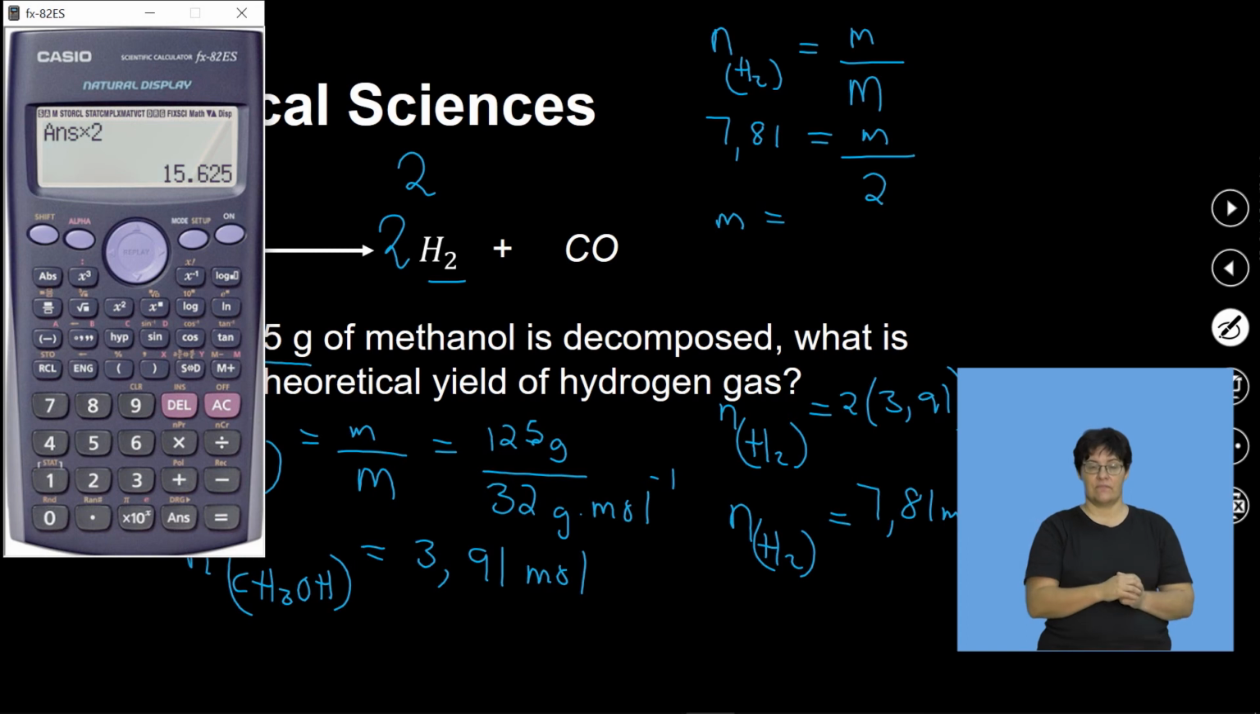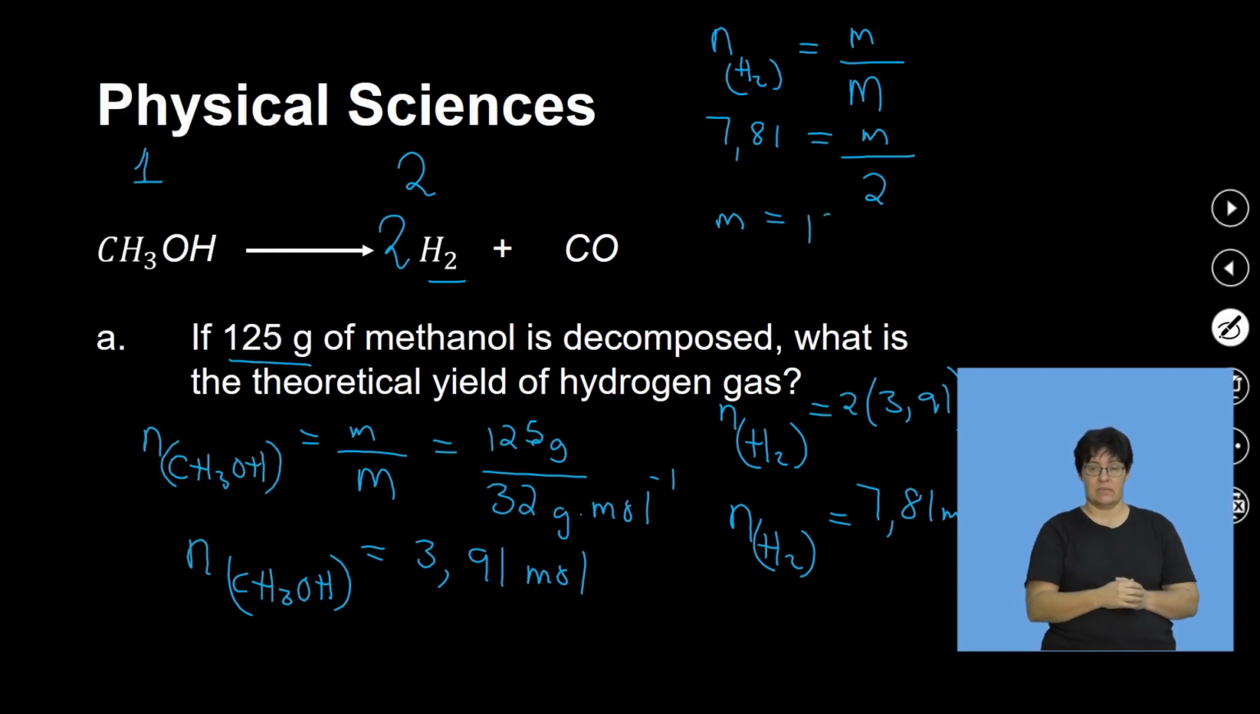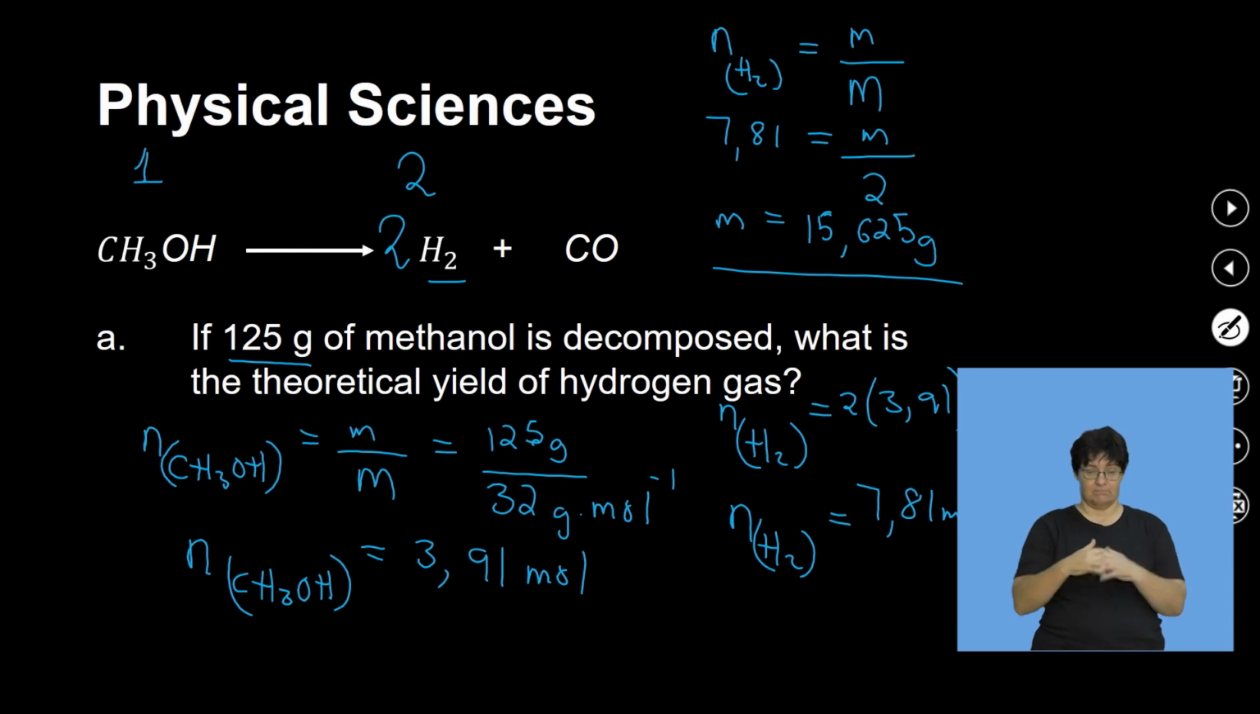So the theoretical yield is that the actual mass of hydrogen that will be formed is equal to 15,625 grams. This is what will be formed in terms of hydrogen gas. So we can say the mass of hydrogen gas that will be formed is exactly that.